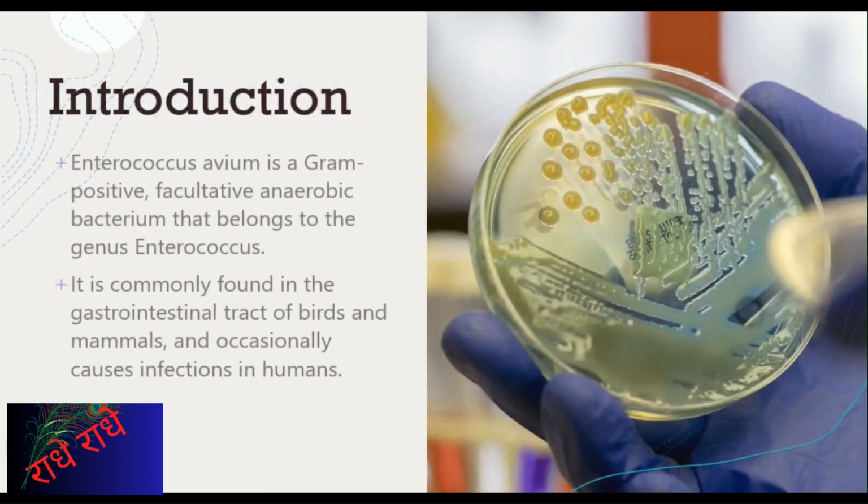Enterococcus avium is a gram-positive, facultative anaerobic bacterium that is part of the genus Enterococcus and is often found in the gastrointestinal tract of mammals and birds. It has the potential to cause a variety of infections in humans, such as urinary tract infections and meningitis.